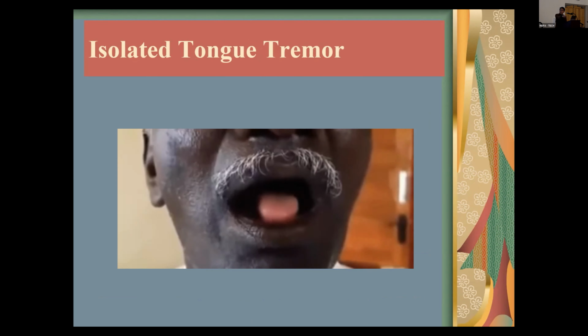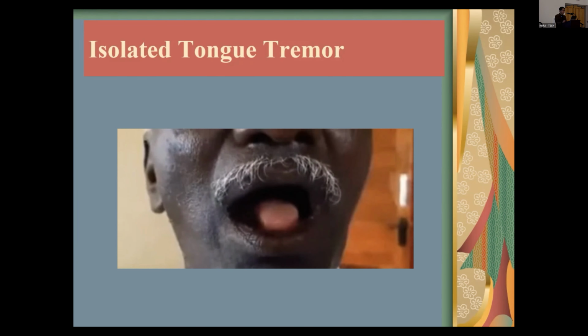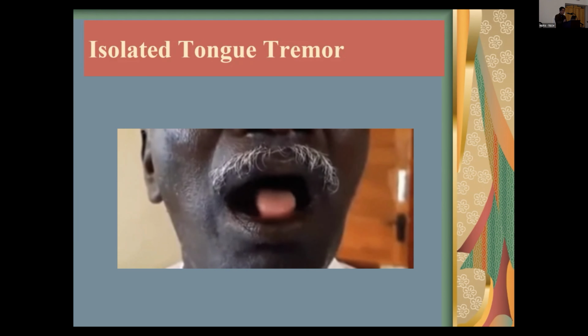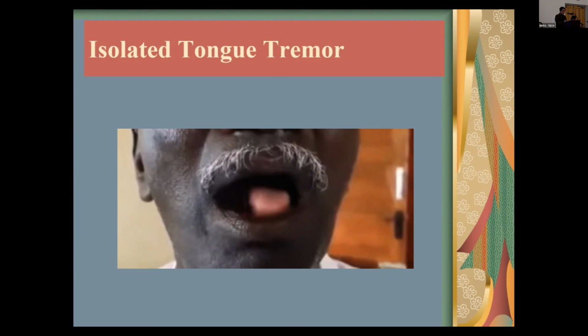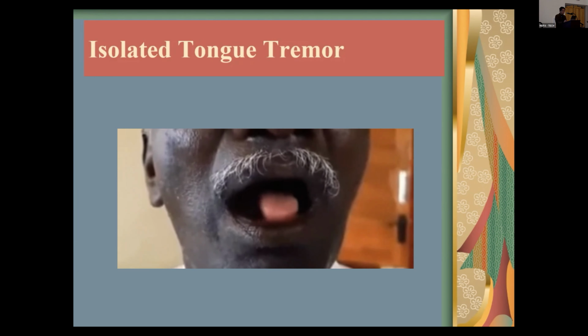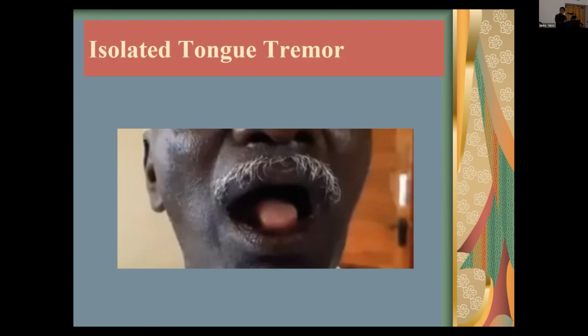Here's another example of an isolated tremor involving the tongue. So unless I have the patient in my office, make him open his mouth, which is one of the standard things I do, stick out the patient's tongue, this is how I bring out and evaluate patients with a tongue tremor.